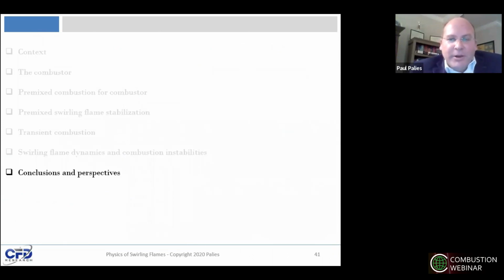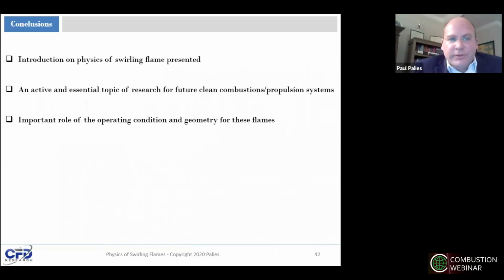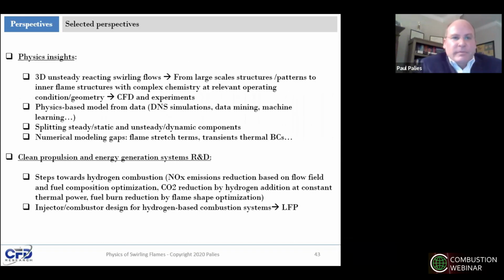So now I'm going to conclude the webinar. We have looked at the introduction on physics of swirling flame. This is an active and essential topic of research for future clean combustion and propulsion systems. It has an important role in terms of operating condition and geometry for this flame. These are the key drivers of the flows there.